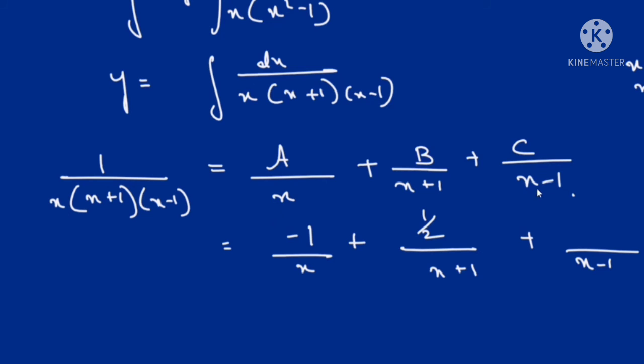C, for finding the constant C, x is 1. Put 1, don't put it here. So put x is 1. What do you get? 1 by 2. Right. So now you can integrate.